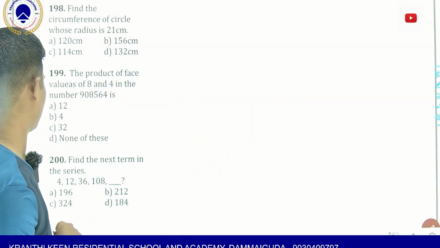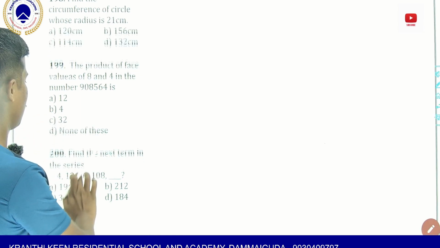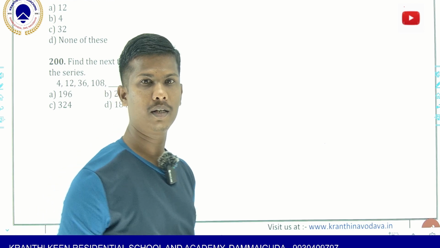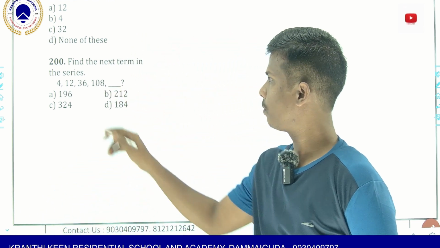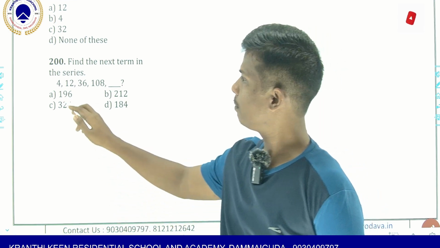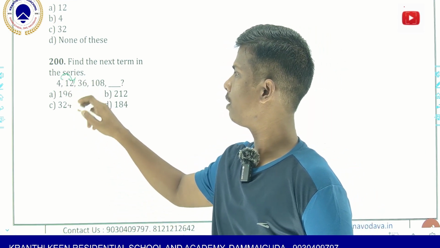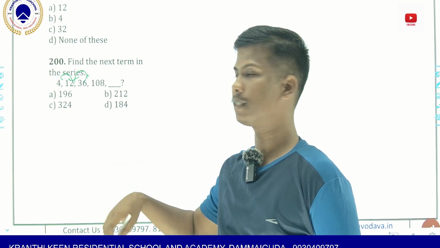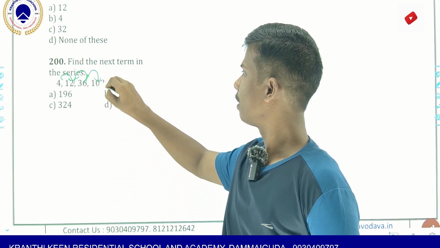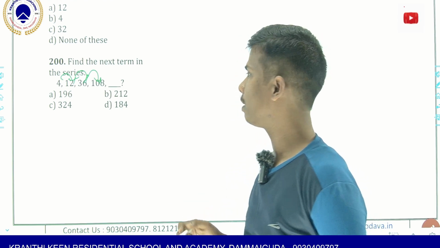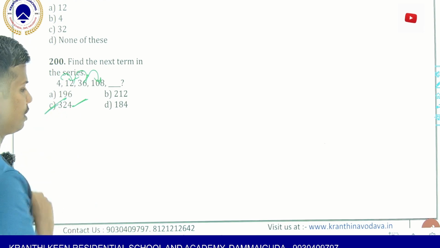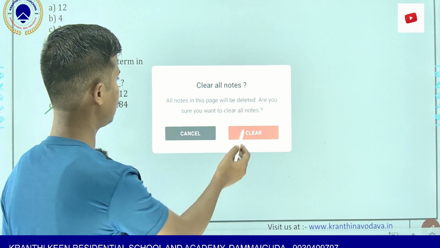Next, you see the final question. Find the next term in the series 4, 12, 36, 108. You see, 4 into 3 is 12. 12 into 3 is 36. 36 into 3 is 108, no? And 108 into 3, how much will you get? 324. Option C is the correct answer for this question.